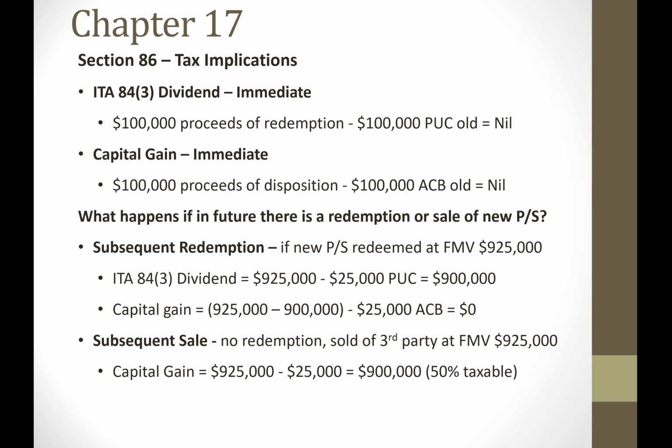Remember, the deemed dividend up above is only applicable if Shirley is interacting with the corporation, Foley Inc. What could happen in this last example on the slide is if she sells the shares to a third party, an arm's length party, for 925,000, there's no deemed dividend, PUC is not relevant, she would just have a capital gain. Proceeds of disposition 925,000 minus the ACB of 25,000, she will have a capital gain of 900,000, of which 50% is taxable. So that's an example of a Section 86 share for share exchange.